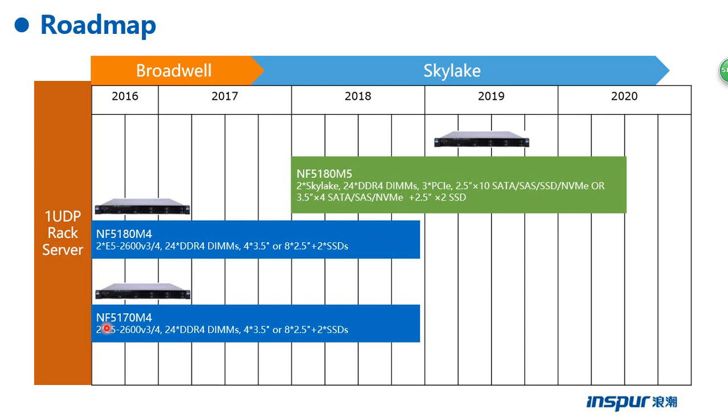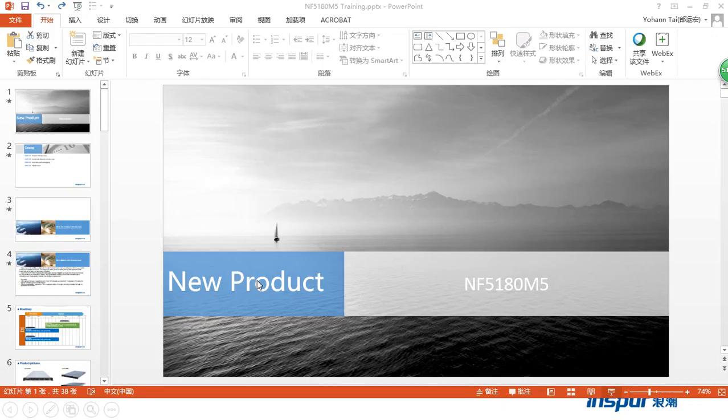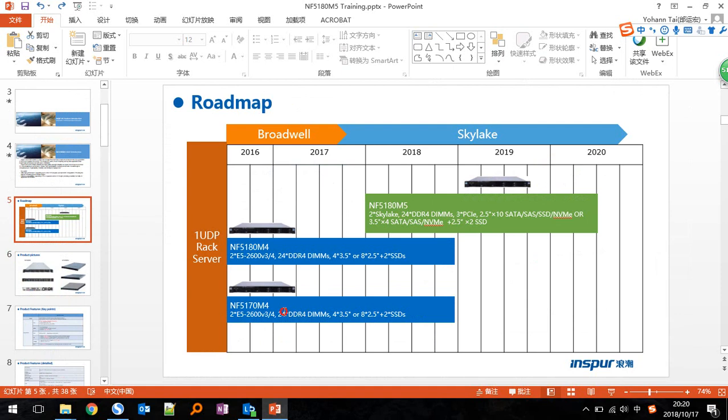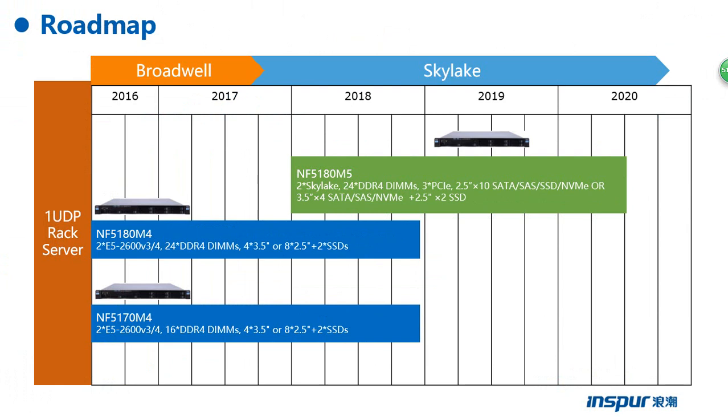This page shows a roadmap of the 1U server of Inspur. In the previous generation, Inspur had two products, the NF5180M4 and the NF5170M4. I'm sorry, this part has wrong information. I will change it. The NF5170M4 can only support 16 DDR4 DIMMs because the NF5170M4 only has 16 memory slots.